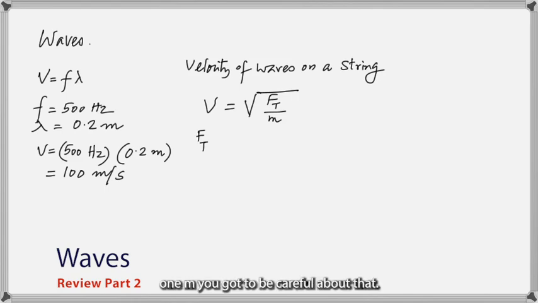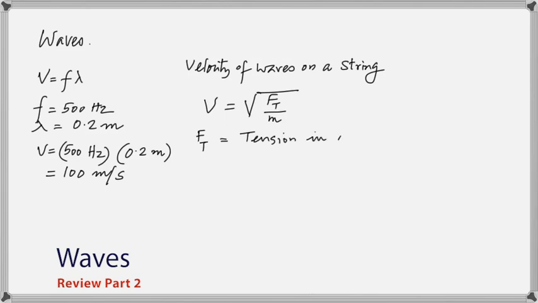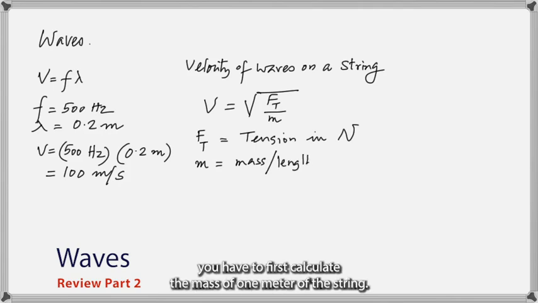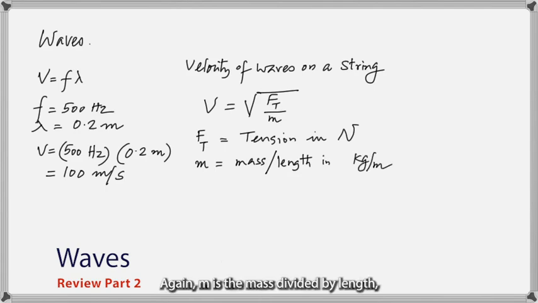m, you've got to be careful about that. That is not just mass, it is the mass of 1 meter of the string. M is the mass of 1 meter of the string. So if the tension is given and the mass of a particular length is given, you have to first calculate the mass of 1 meter of the string. Okay, again, m is the mass divided by length, so it gives you the mass of 1 meter.